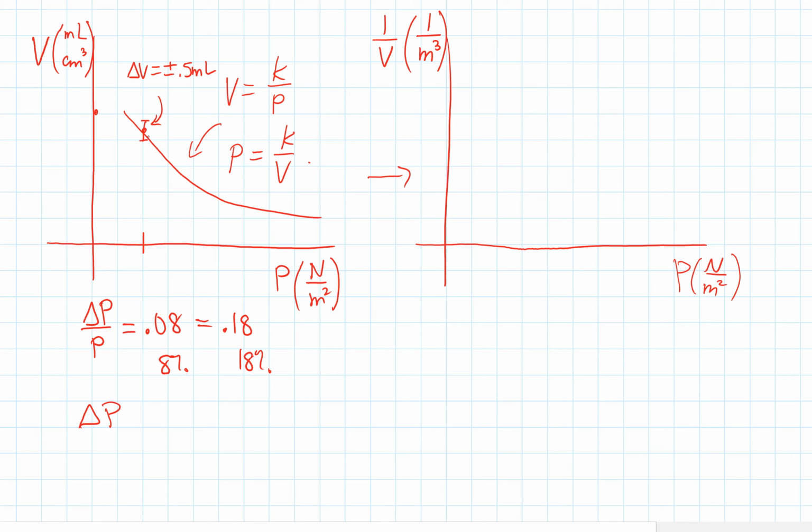So the error bar that we want to draw here is actually delta P, which is going to be P times whatever the percentage is. So let's say your pressure is 10,000 and your error was 8%, then you would have 10,000 newtons per meter squared times 8%, and that's going to be 800 newtons per meter squared. So that means that this would actually have a size of 800.